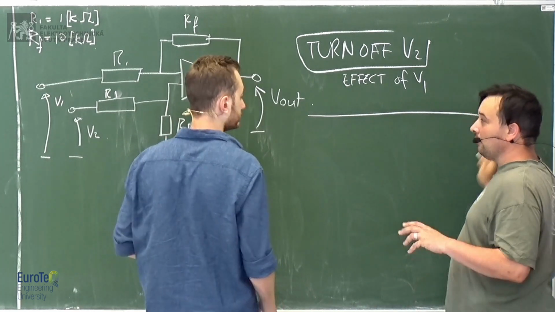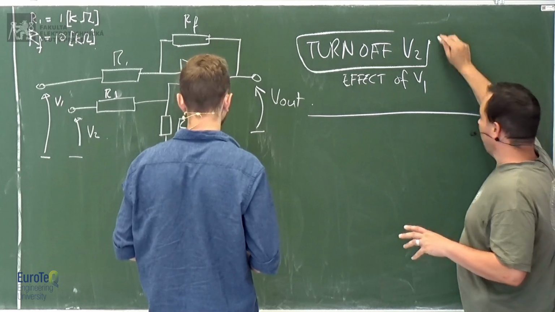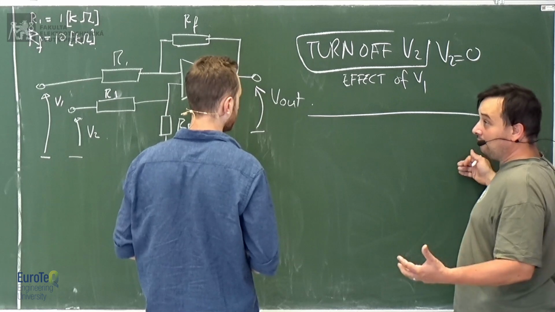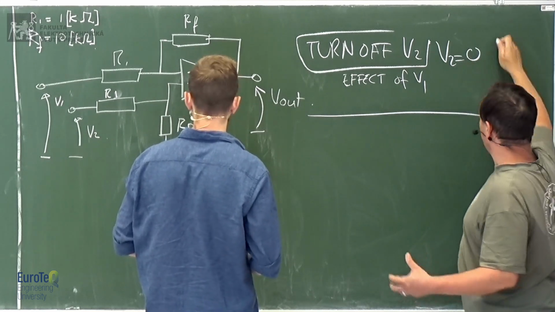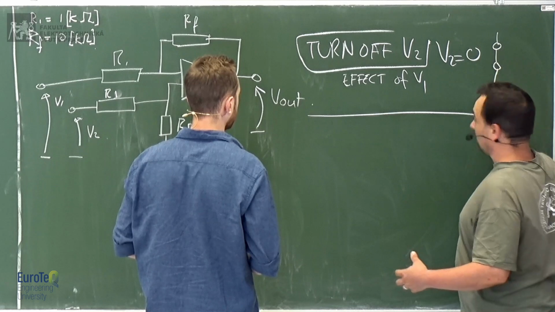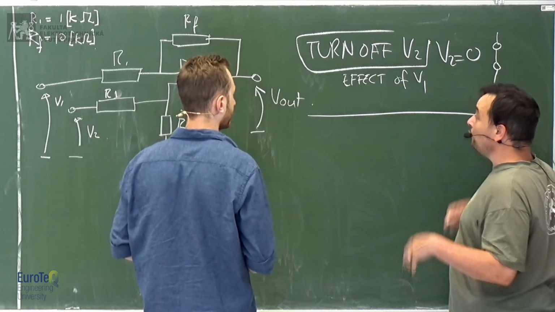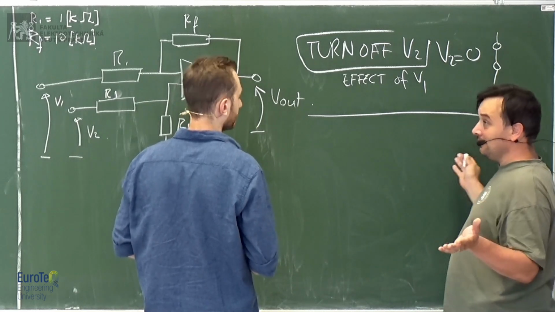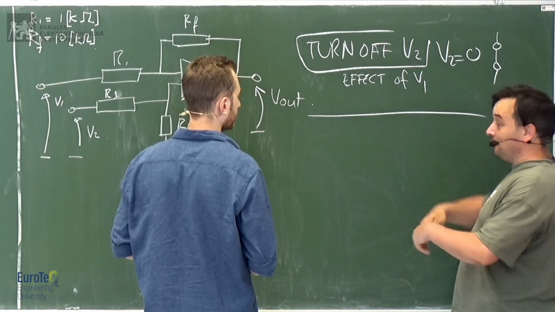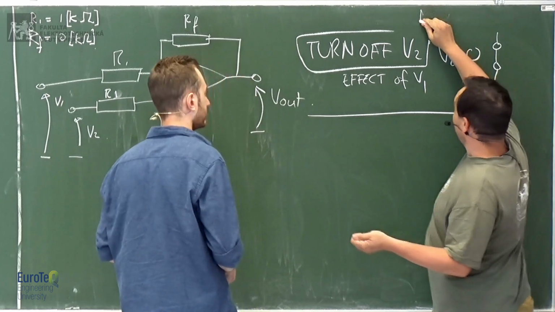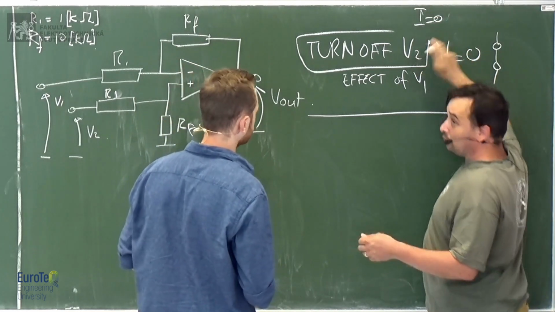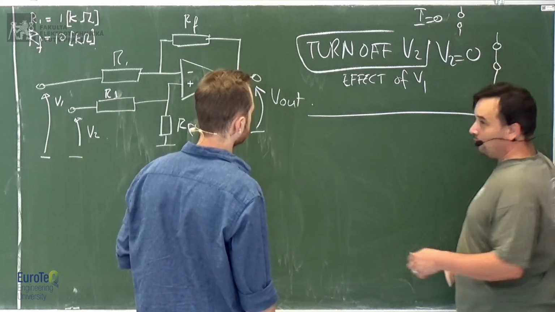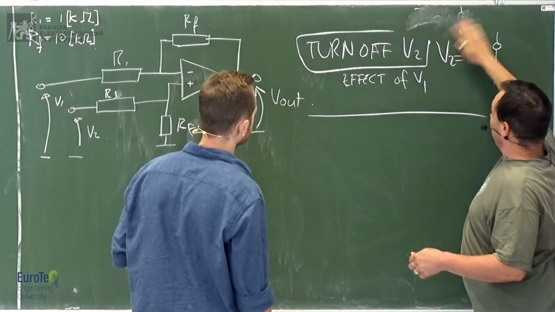What does turning off a voltage mean? You short it. V2 equals 0. We turn it off by saying that the voltage is 0, which means closed loop. How do you turn off a current source? You cut it. You open it. Because a current source gives current. If you open it, no current. So turning off the current means current equal to 0, which means open, okay? Fine.